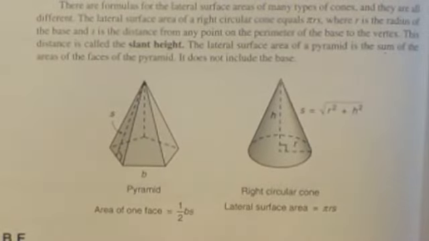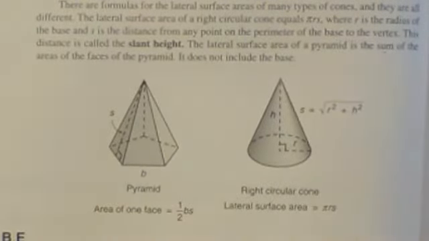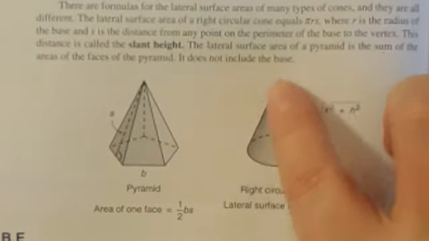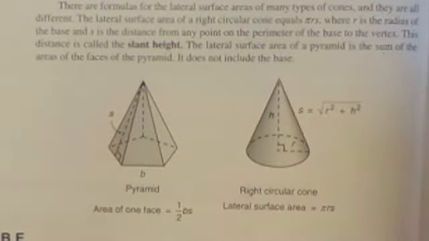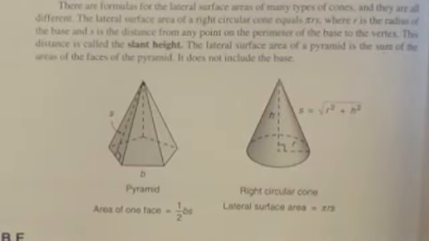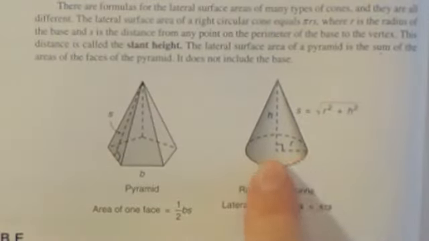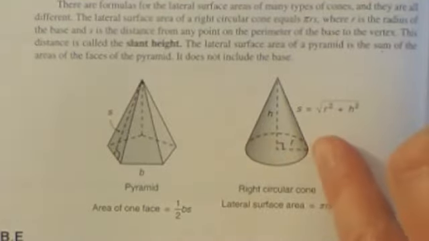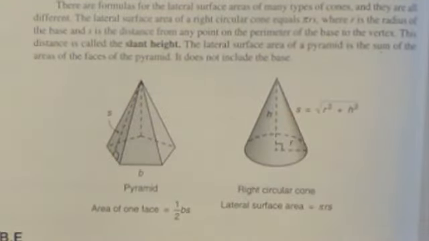Okay, so if we have a cone, when we find the lateral surface area, we are not going to use the altitude on the inside. We're actually going to use the slant height. So the lateral surface area is going to be pi times r, which is the radius of the base, times the slant height. Okay?